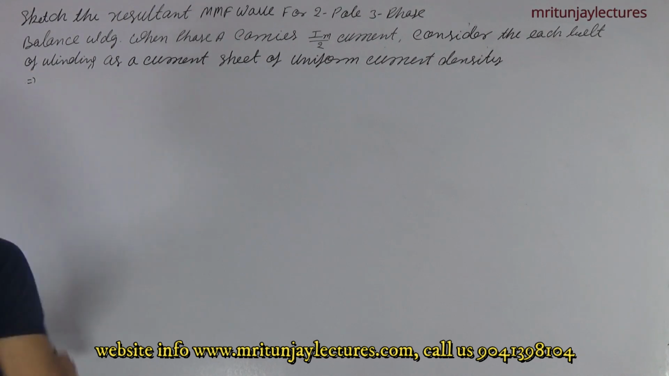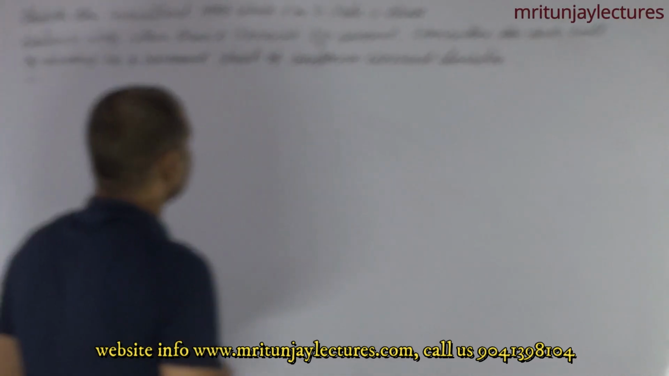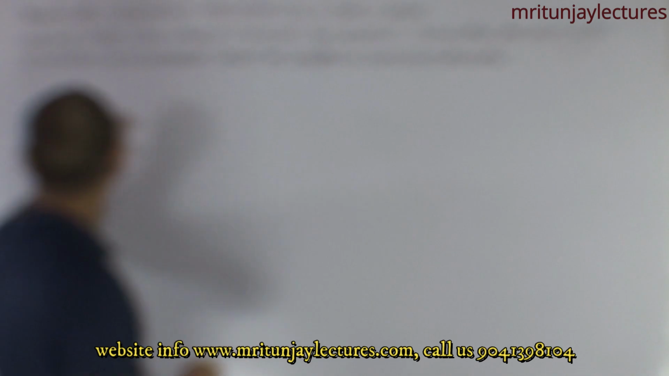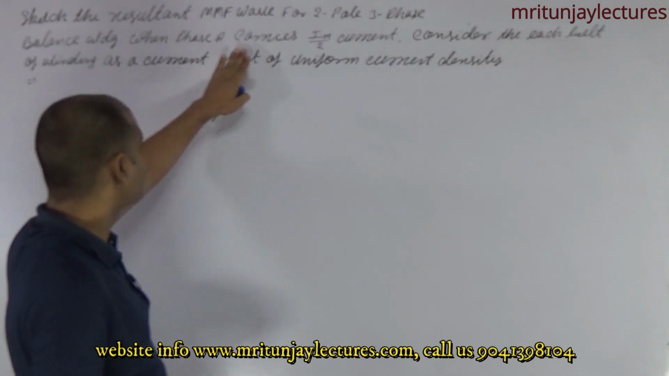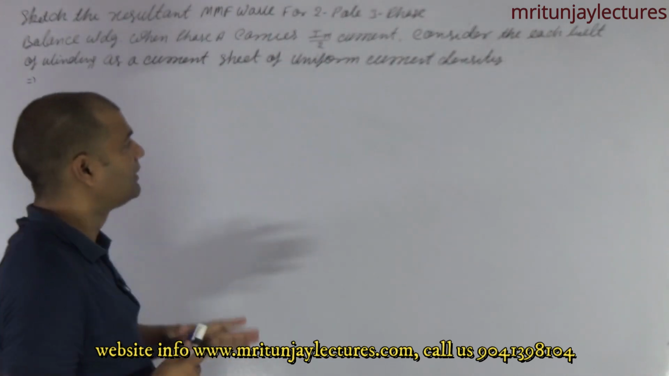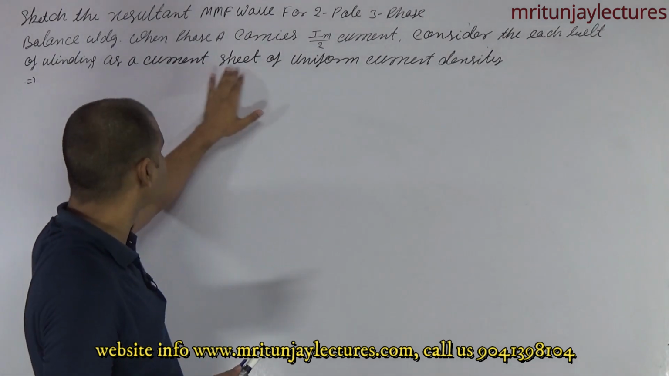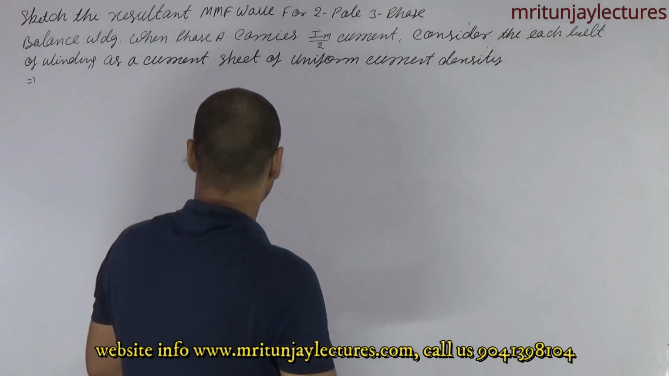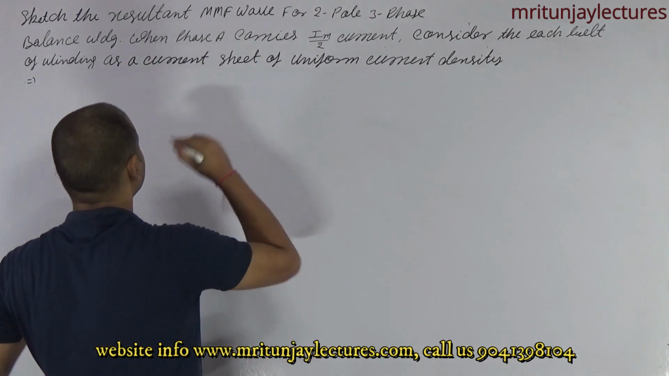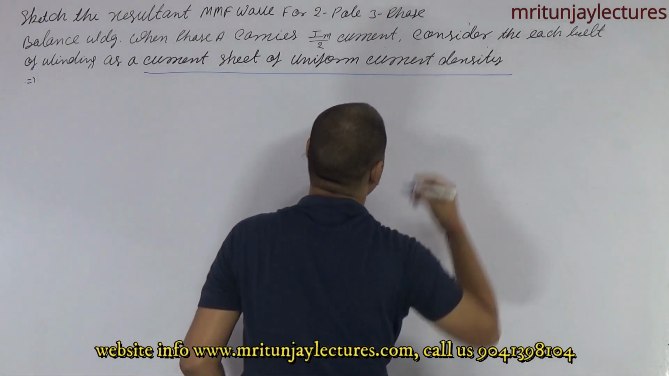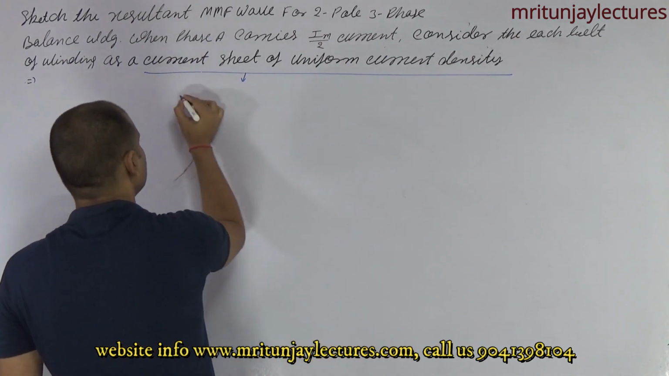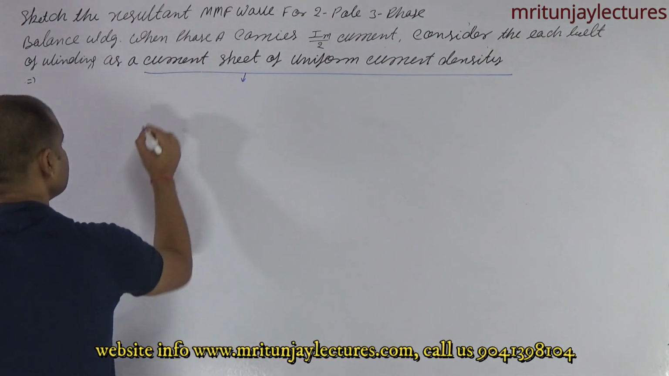Now, corresponding question. Sketch the resultant MMF wave for a two-pole three-phase balanced winding when phase A carries Im by 2 current. Consider each belt of the winding as a current sheet of uniform current density. A current sheet of uniform current density means that it is a uniformly distributed winding.